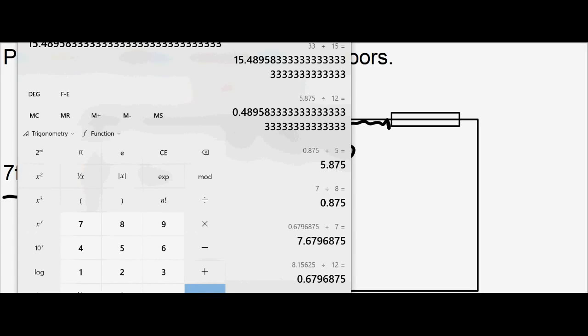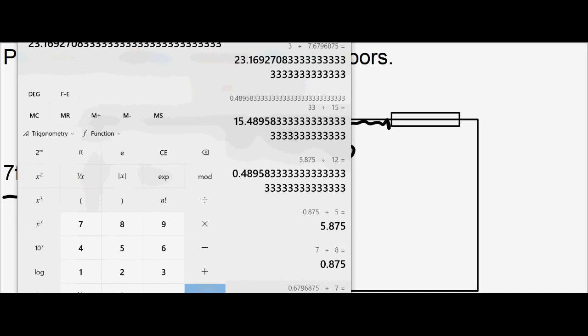I'm going to add the two now because I need to see how much crown molding I have to buy. I'm going to do the memory recall. And as you notice, all the decimals are still there. I push equals, and I now know that I need 23.1692708 and a bunch of 3's feet.